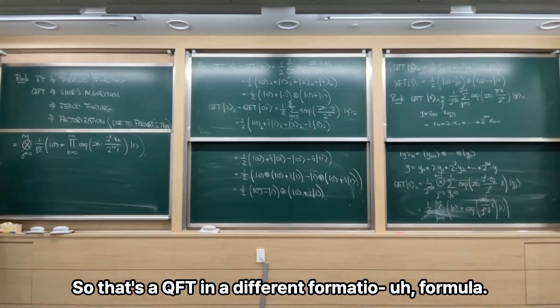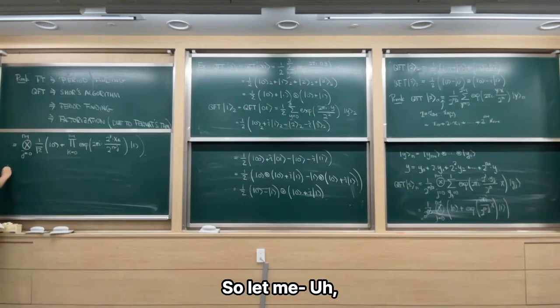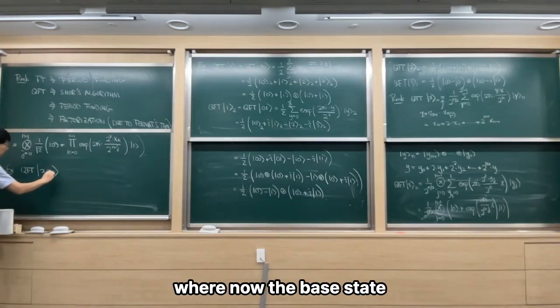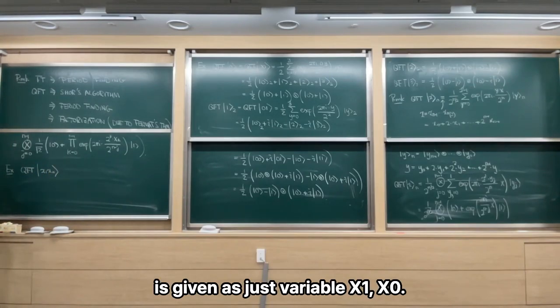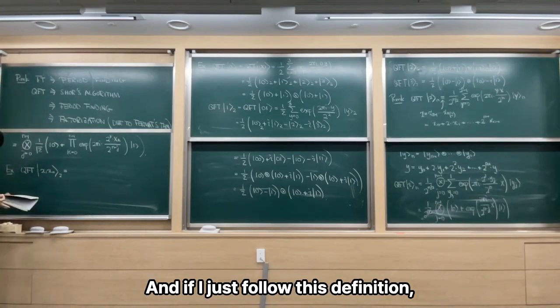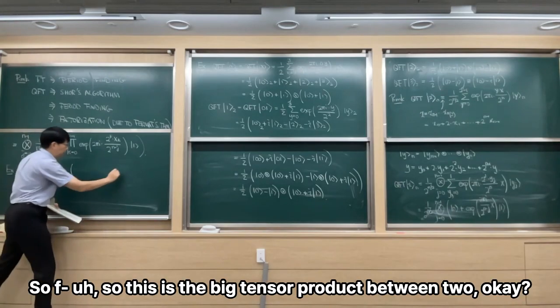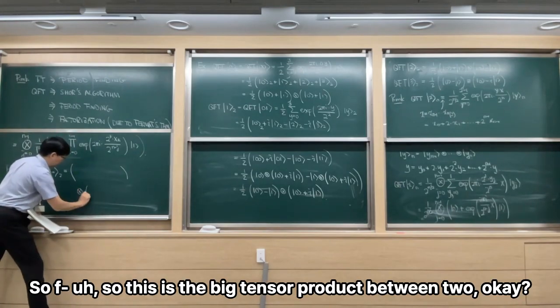So that's a QFT in a different formula. So let me do the computation of QFT on 2-qubit states again, where now the base state is given as just a variable x1, x0. And if I just follow this definition, what is it? So this is the big tensor product between two.